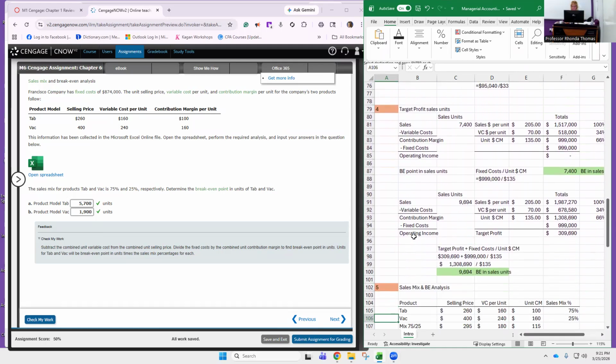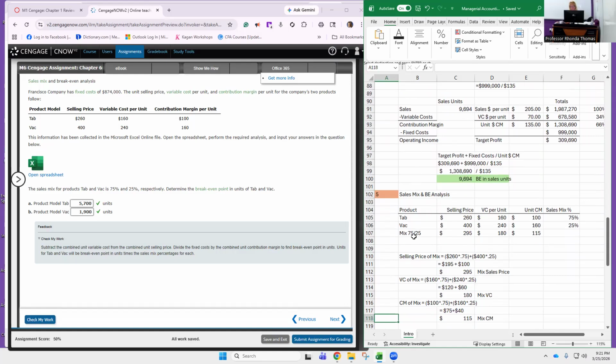Okay, number 5 is called sales mix, and the break-even analysis. So sometimes companies have lots of products, so they have to figure out how much of their sales is of that product compared to the rest. Here's what I did. They have 2 models, 2 products, tab and back. I put their selling prices down, their variable costs, and then their unit contribution margin, and mine is showing 75% goes to tab and 25% goes to back.